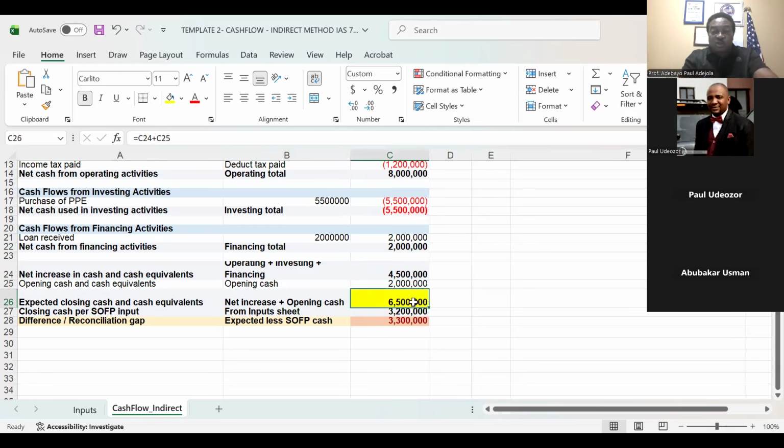This is the correct, it's supposed to give us 6.5 million. But see, closing cash per statement of financial position from the input sheet was 3.2 million. That means there is a variance, a difference, a reconciliation gap. And this is where you sit down as a PhD, as a doctor or a professional. So where have we missed it?